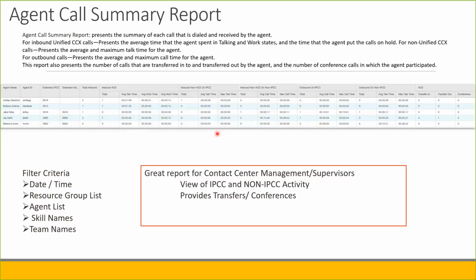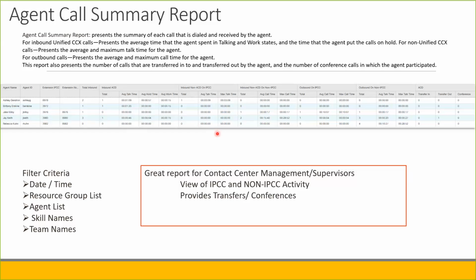So the understanding of these different acronyms and what they mean and how they relate to your environment is going to be critical to understanding this report, which is why I think it's an underutilized report, because it gives a really good picture of the agent and what their daily activity levels are like. Because in some of the other reports, in a CSQ report or some of the other agent reports, we get a really good understanding of what the ACD activity is.